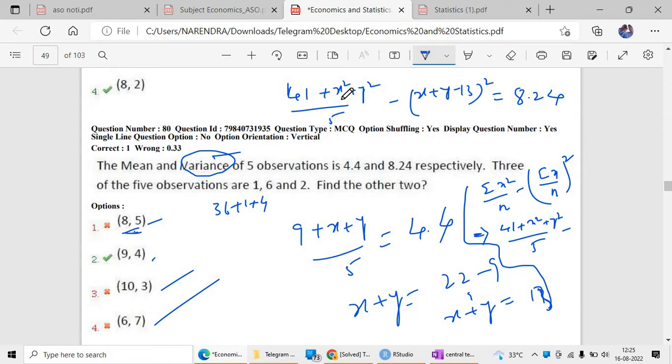If you substitute 8 here, 41 plus 64. So better we directly discuss 9 comma 4. 41, 9 square is 81, 4 square is 16. So 138 by 5. So this is one side. Next here, when you substitute 9 comma 4, 13 minus 13 is 0. So it will be 0. So this cancellation is how much?